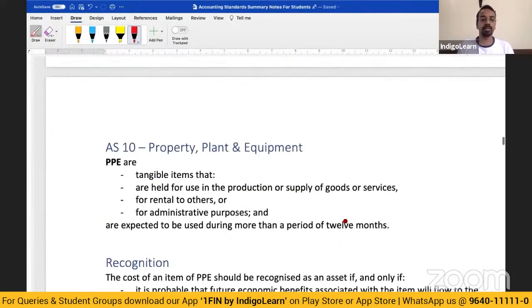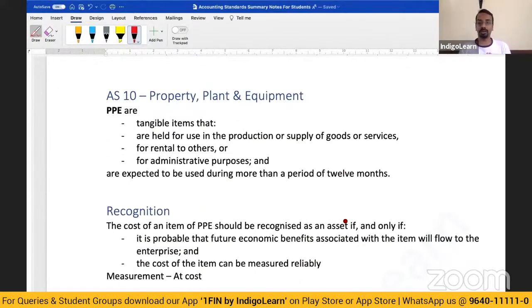Okay. Moving on. Accounting Standard 10, one of the lengthiest standards as far as Group 1 is concerned, but very easy, very simple. You just need to be clear with the concepts. Again, clear with the concepts, calculation will not be a challenge here.